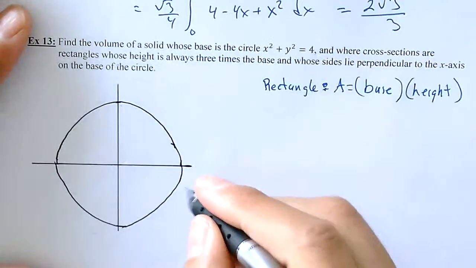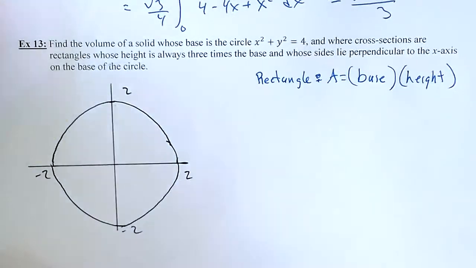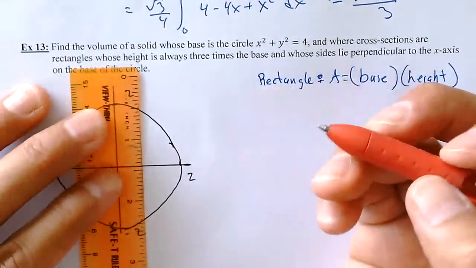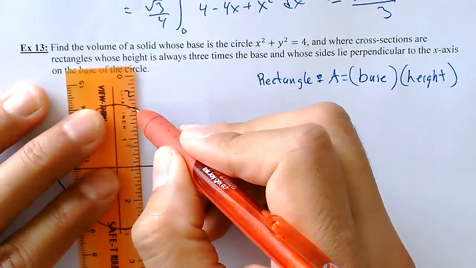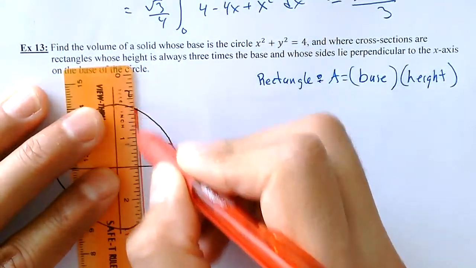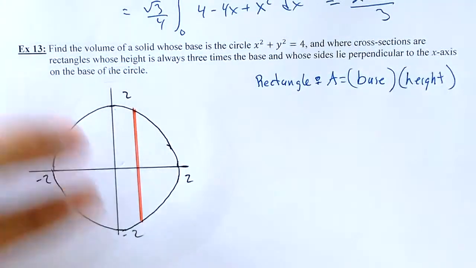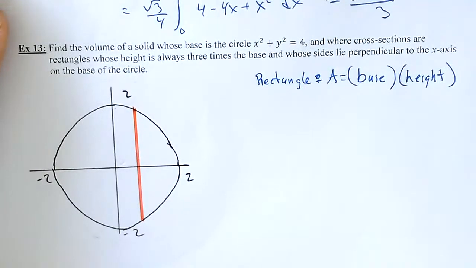All right, so here we go. 2, 2, negative 2, negative 2. So there's my circle. The base is perpendicular to the x-axis. The base is from here to here, perpendicular to the x-axis. That right there is going to be my base.